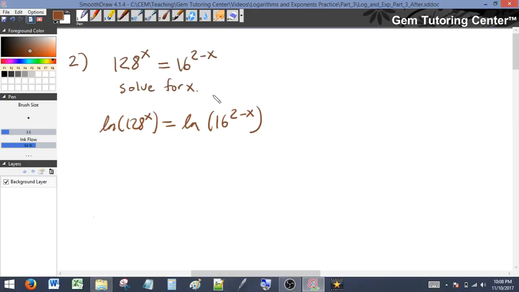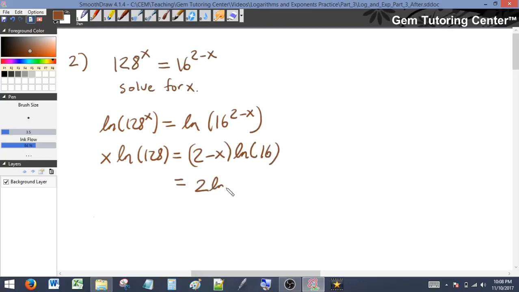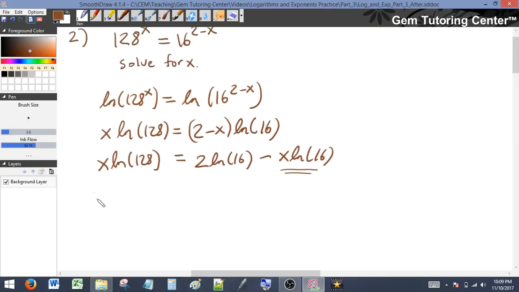2 minus x, okay? And we take down the exponents: x ln 128 is equal to 2 minus x times ln of 16. Now let's expand the right side, so that's 2 ln 16 minus x ln 16. The left side is still the same, x ln 128. Let's move this term, x ln 16, to the left. So we're going to get x ln 128 plus x ln 16 equals 2 ln 16.